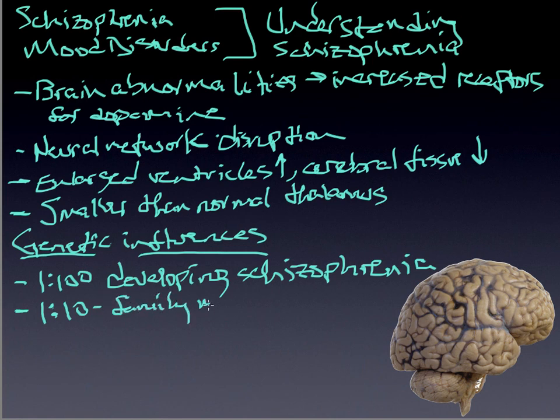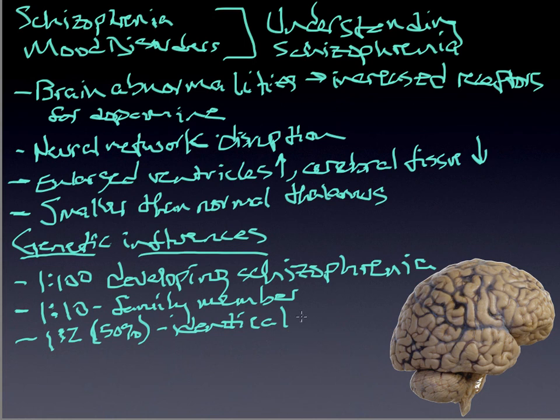You are at risk. What's even more remarkable, you get even further: it jumps all the way up to 1 in 2, essentially 50%. There's a 50% chance if your identical twin has schizophrenia that you will as well. So we have some pretty clear evidence of the genetic influences that occur in schizophrenia. Now, what about adoption studies?